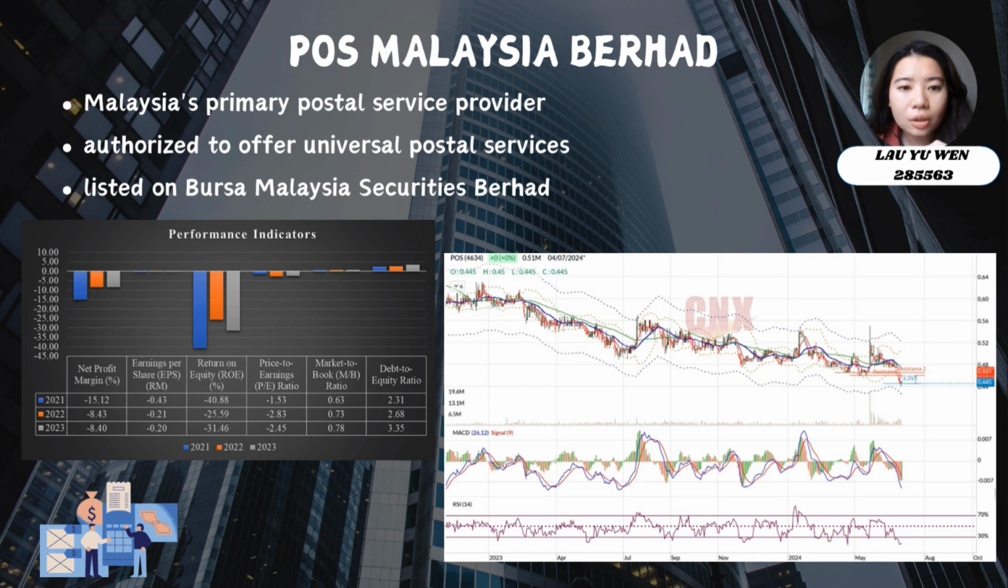The debt-to-equity ratio increased from 2.31 in 2021 to 3.35 in 2023, indicating high financial risk due to heavy reliance on debt financing. Technical analysis shows a bullish pattern, especially in February, suggesting a good buying opportunity. The MACD line has consistently risen above the signal line since January 2024, indicating a bullish trend. The relative strength index (RSI) stayed between 30% and 70% with a dip below 30% in January 2024, signaling an oversold state and generating buy signals. Thus, in the initial formation, Pos Malaysia Berhad was chosen as one of the portfolio stocks for the transportation and logistics sector. That's all for my presentation.